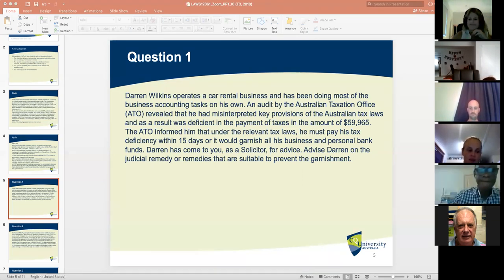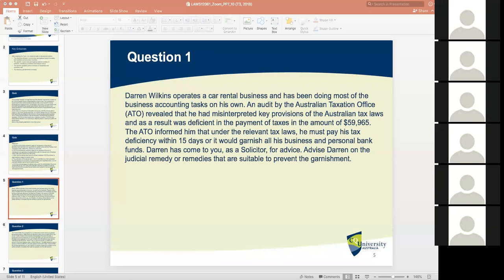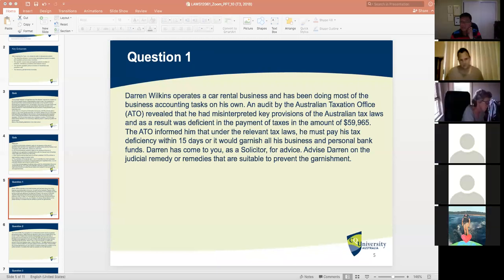I'll go. Darren Wilkins operates a car rental business and he has been doing most of the business accounting tasks on his own. An audit by the Australian Taxation Office revealed that he had misinterpreted key provisions of the Australian tax laws and as a result was deficient in the payment of taxes in the amount of almost $60,000. The ATO informed him that under the relevant tax laws he must pay his tax deficiency within 15 days or would garnish all his business and personal bank funds. Darren has come to you as a solicitor for advice. Advise Darren on the judicial remedy or remedies that are available to prevent the garnishment.